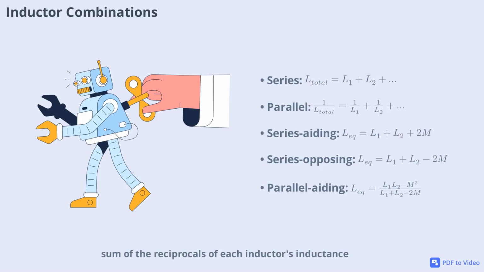When mutual inductance is present, such as in closely coupled coils, the total inductance changes depending on whether the coils are aiding or opposing each other. In series aiding, mutual inductance adds to the total, while in series opposing, it subtracts. The same principle applies to parallel combinations, but the formulas are more complex. These combinations are essential for designing filters, transformers, and other advanced circuits.